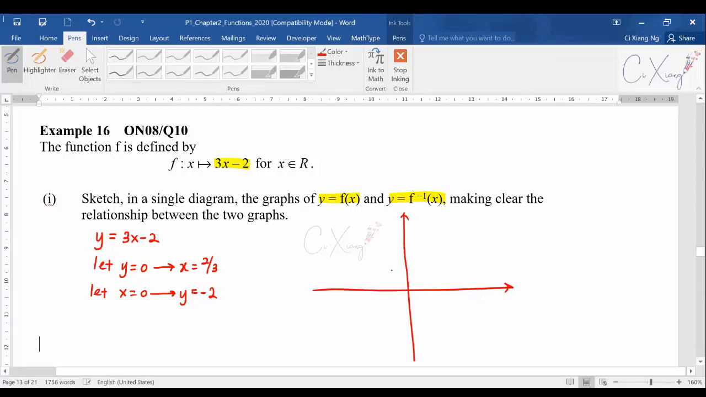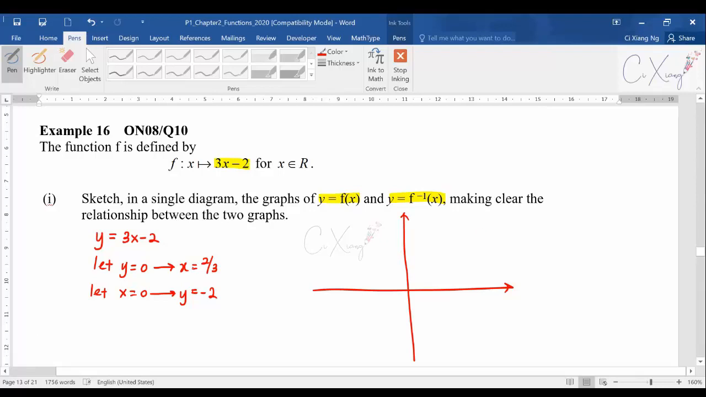There's one hint that you need to know. When you want to sketch any graph that involves a function and also its inverse function, you have to make sure that the scale you are using is the same for both the x and y axes. That means if for x you are using 1 unit for 1 cm, for the y axis please also use 1 cm for 1 unit. If the scale is different between the two axes, later when you draw the graph, it will look very weird. So you have to really remember this.